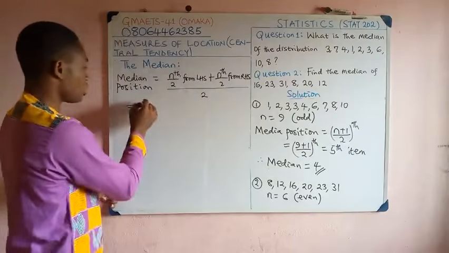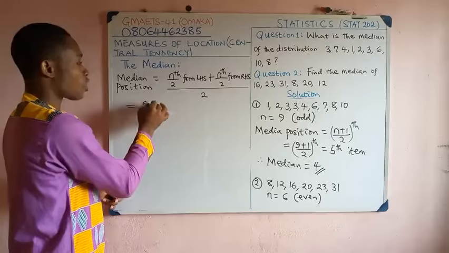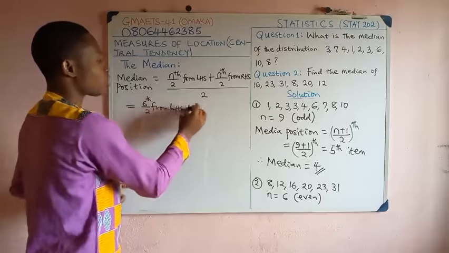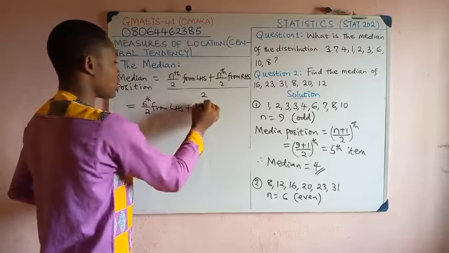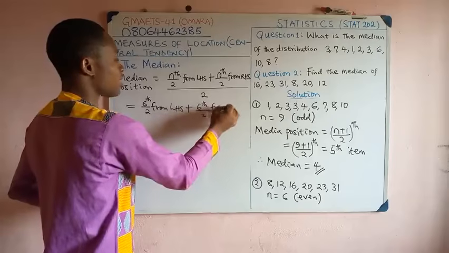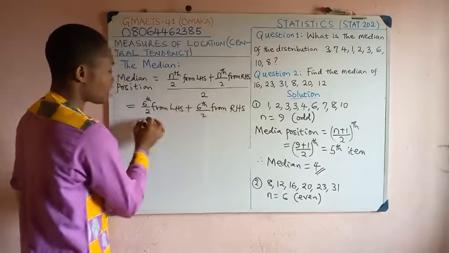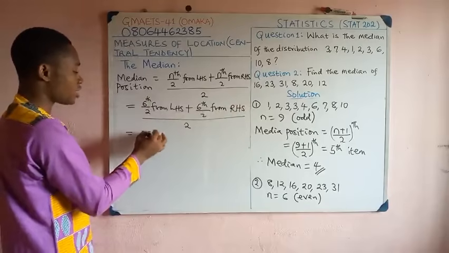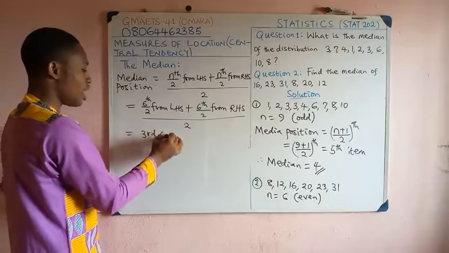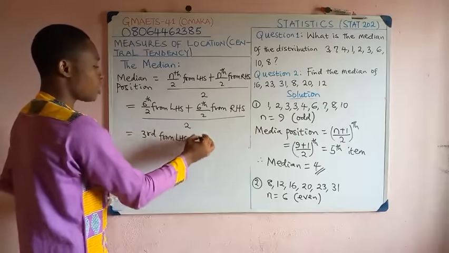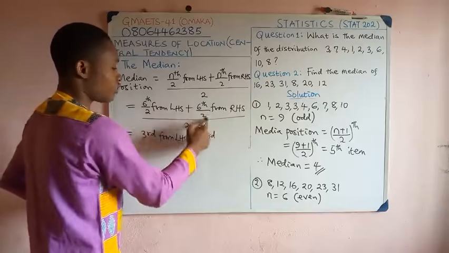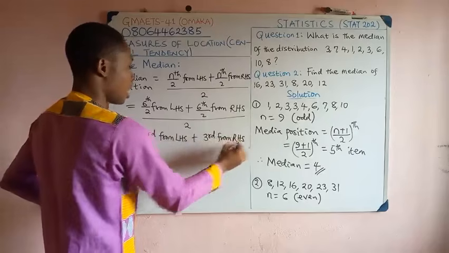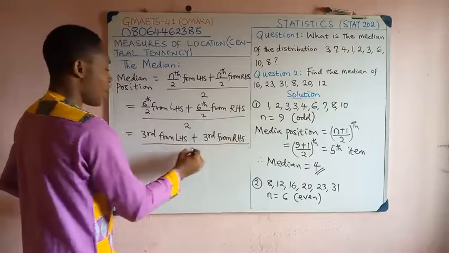Now that is going to be equal to n over 2. Our n is 6, so it's going to be 6 over 2 from left hand side plus n over 2 again, 6 over 2 from right hand side. Once you locate those numbers, add them and divide by what? 2. So let us go on. 6 over 2 is the 3rd item. 3rd item from left hand side, plus 3rd item, 6 over 2 again, from right hand side. What we get there, we're going to add and divide by 2.